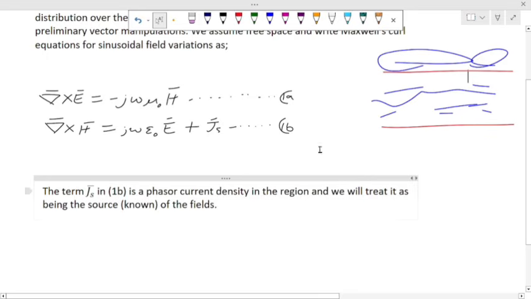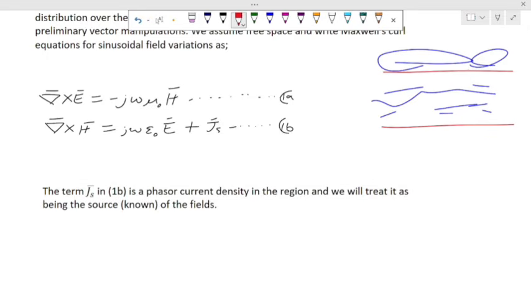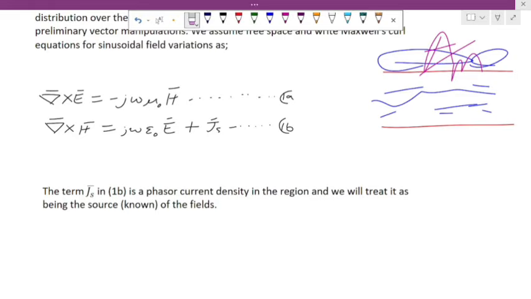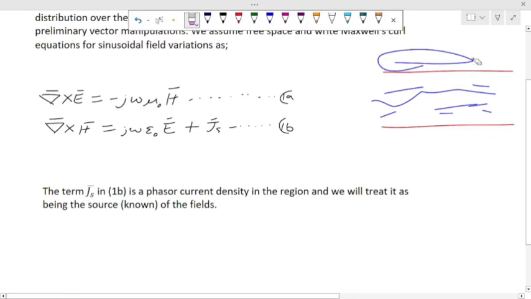phasor current density. Current is in amperes, right? Now the surface we are talking about is in meters, so amperes per meter. So that's the unit. But I think that wasn't mentioned, so don't worry about that. Just know that this current is the one flowing on the surface of the antenna.